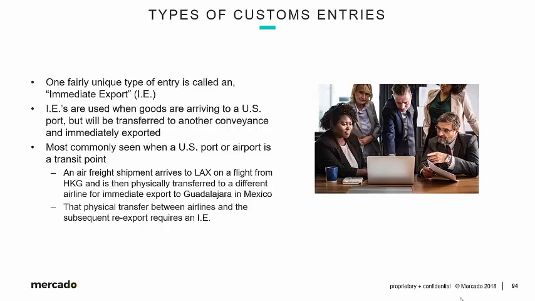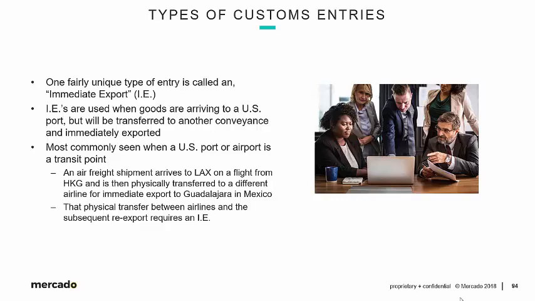Let's use an example in our third bullet. Very common. IEs are most commonly seen when a U.S. port or airport is a transit point. That's really what we just described. An air freight shipment, for example, arrives to LAX, Los Angeles International Airport, on a flight from Hong Kong and is then physically transferred to a different airline at LAX for immediate export to Guadalajara down in Jalisco, Mexico. That's common. And it's not just LAX either.